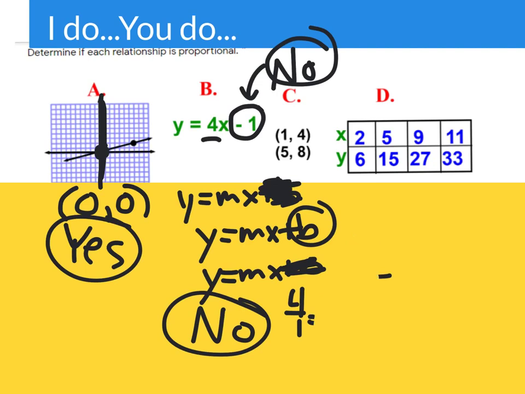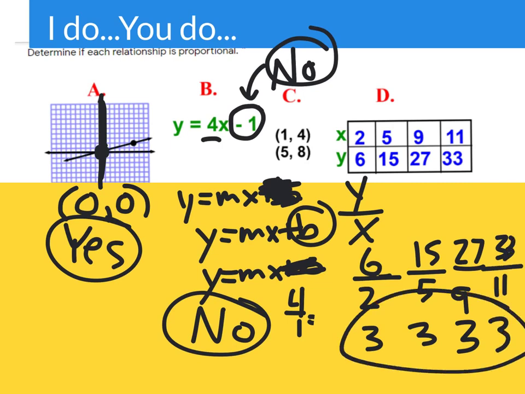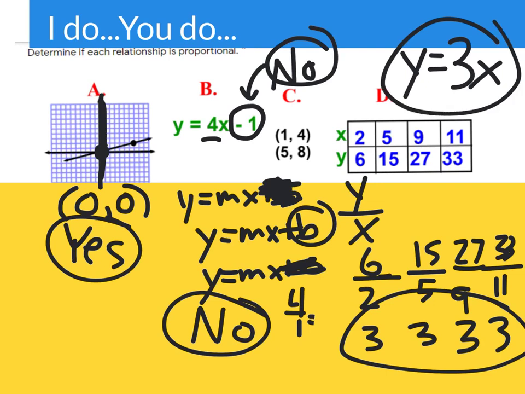I would check D in a very similar way. I would just take y divided by x. So on the first one, I would take 6 divided by 2, which is 3. And then I would take 15 divided by 5, which is 3. And 27 divided by 9, which is 3. And 33 divided by 11, which is 3. They always match, so we have a constant ratio. In fact, to let you know what that would look like, you would write it like this: y equals 3x. No adjustment had to be made, so that's what it would look like as an equation.